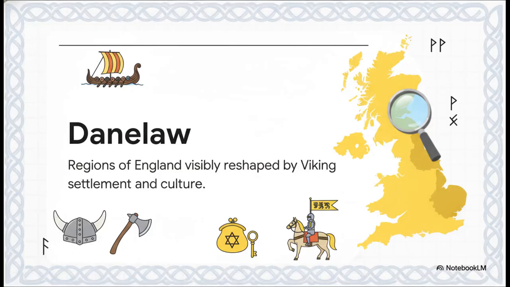We also have to look at the lasting impact, and the concept of the Danelaw is absolutely essential here. The Danelaw refers to the massive regions of northern and eastern England that were visibly and permanently reshaped by Viking settlement, language, and culture. But hey, a quick warning for your exam: do not lump all medieval migrants together. The Vikings who established the Danelaw, the Normans who conquered the country, and the Jewish communities invited in by the crown for finance, they all had entirely different experiences and left entirely different legacies.